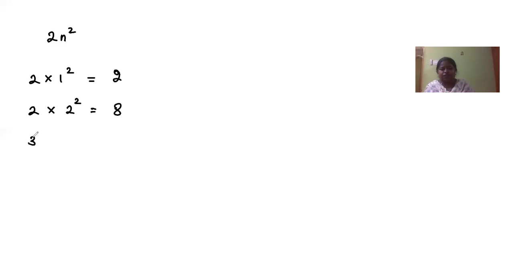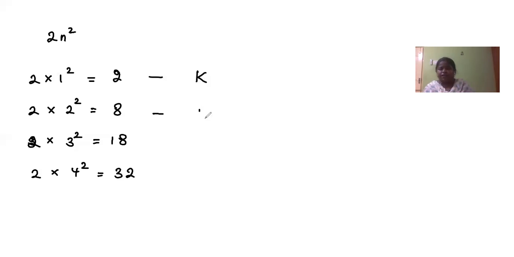And the third shell again 2 into 3 square, same thing. 3 square is 9, 9 into 2, 18. The third shell can hold 18 electrons. And the fourth shell, 2 into 4 square, so 16 into 2, 32. The fourth shell can hold 32 electrons, right? So over here, this is the K shell, this is the L shell, this is the M shell, and this is the N shell. That means first, second, third, fourth shells, like that it goes.